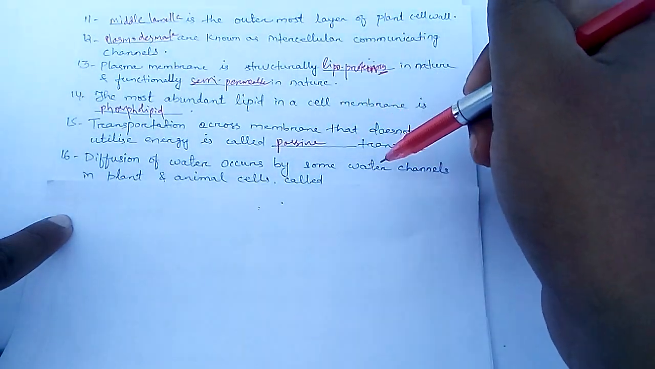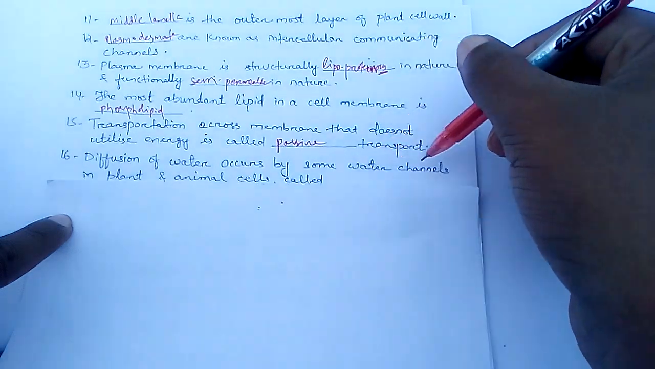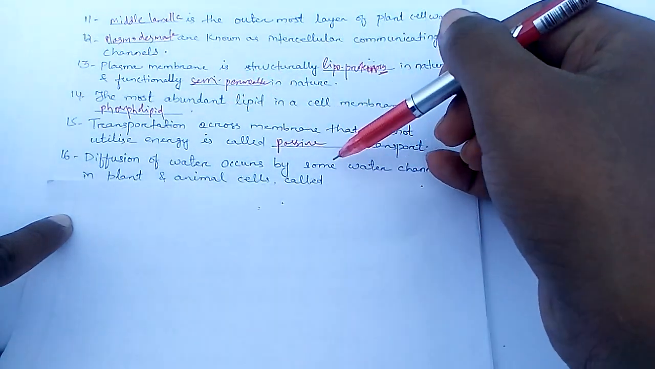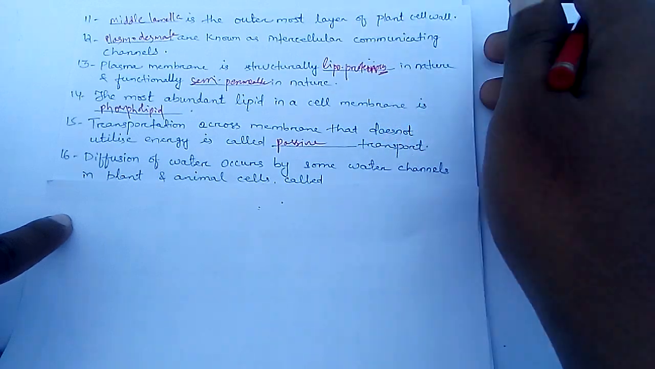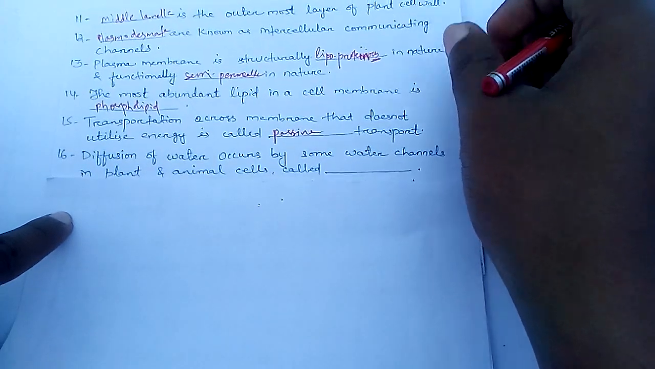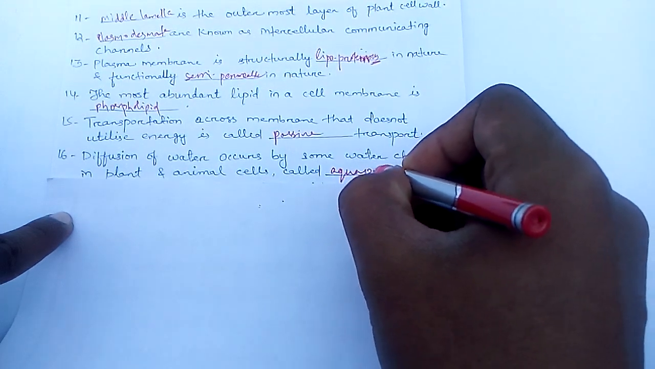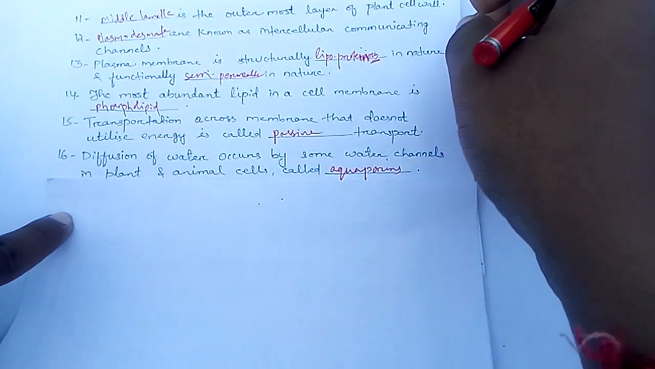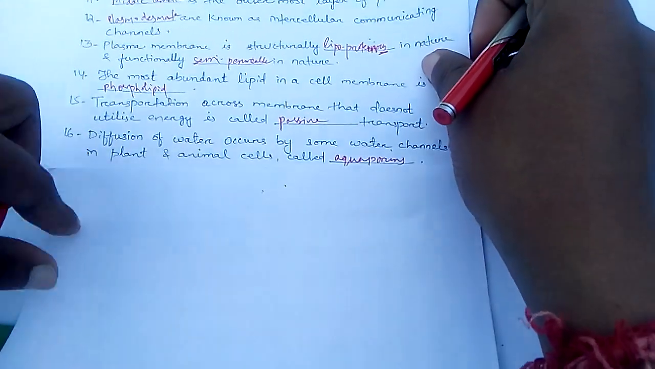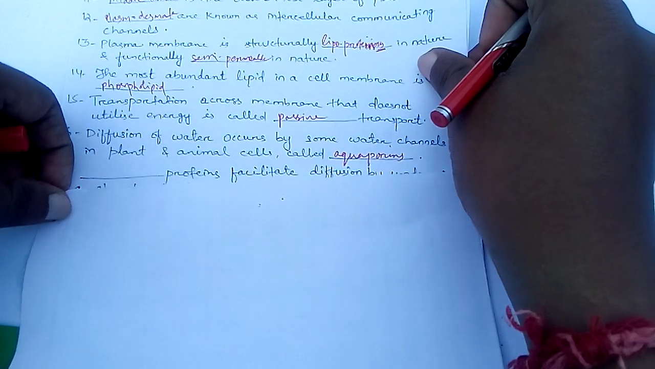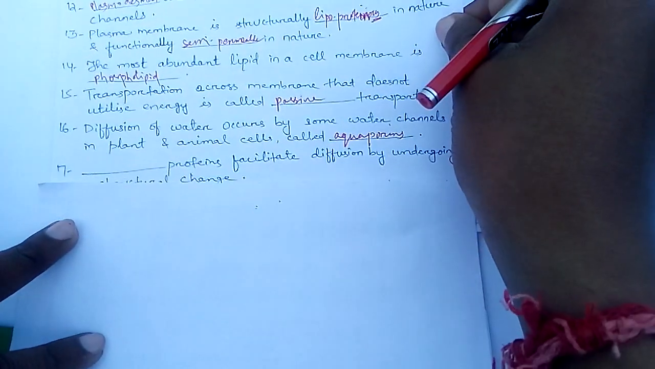Diffusion of water occurs by some water channels. Question about water channels. What is the name of the water channel? Diffusion of water occurs by some water channels in plants and animals called dash. So here the name of the water channel is asked. The name of the water channel, as we know, is aquaporins. These are pores or channels through which water molecules diffuse or move from higher concentration to lower concentration within cells.